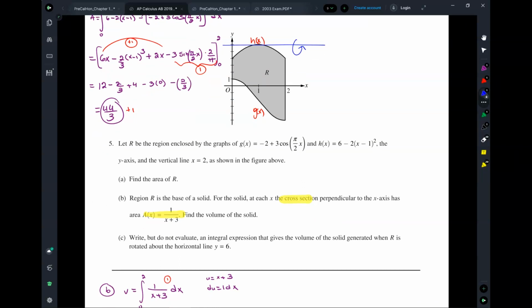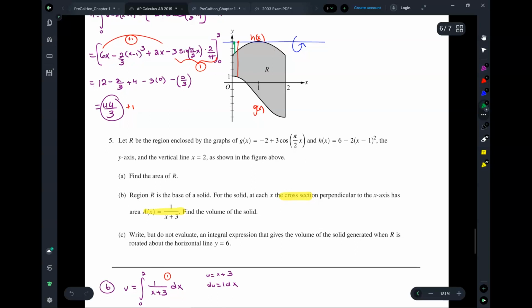Remember, what is the axis of revolution? 6. So radius goes from axis out to the curve, right? And it's got to be top minus bottom. So from axis out to the curve. Big R is the red one over there, and it's going to be 6 minus g of x, top minus bottom.